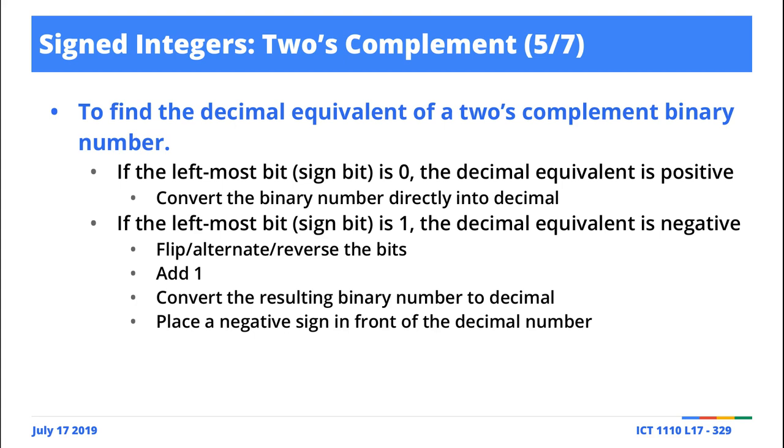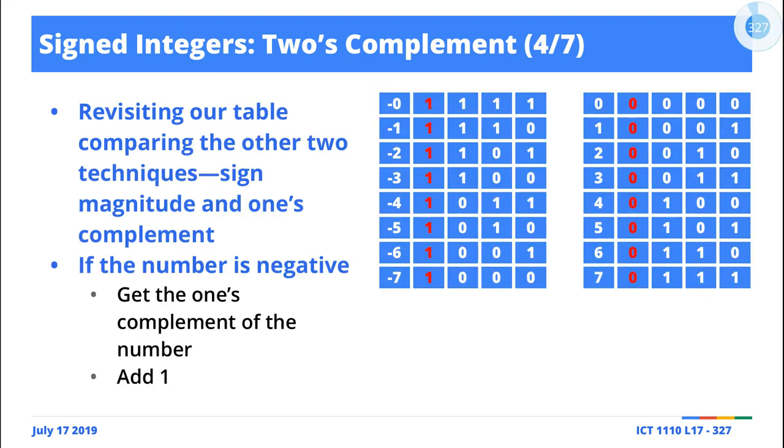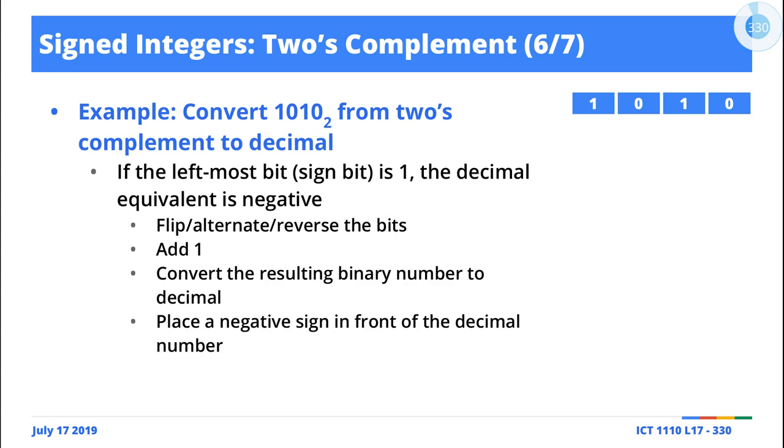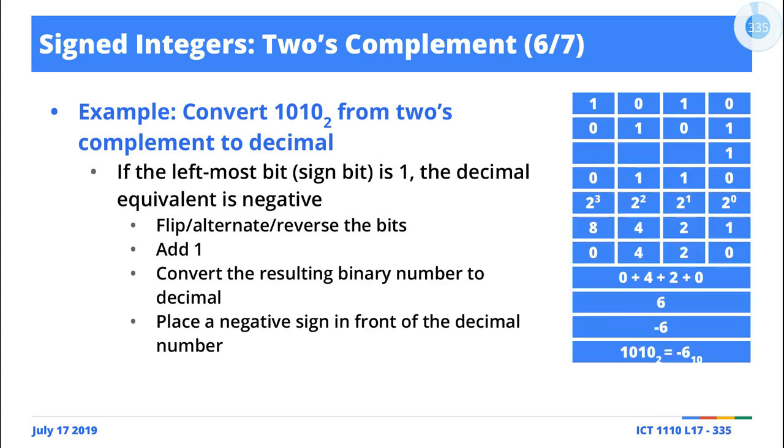So this number, if this is a binary representation using 2's complement, the equivalent value is negative 6. Is this making sense? This is 2's complement here, right? This 1010, it's just following the rules. Okay, fine. A couple of examples. Oh, I had a 101 here, which is what we just did.